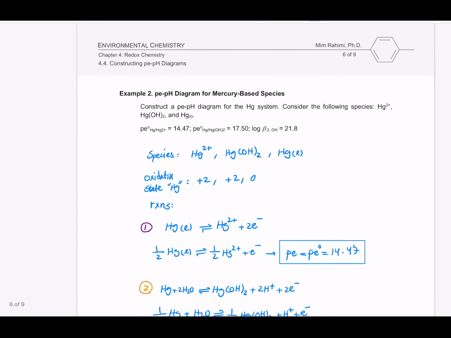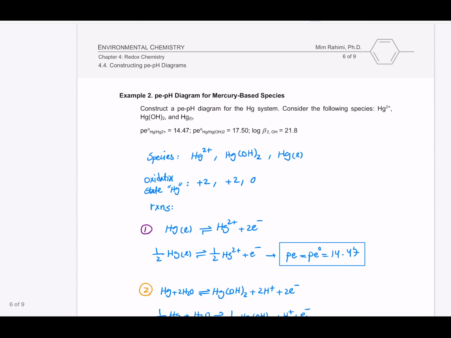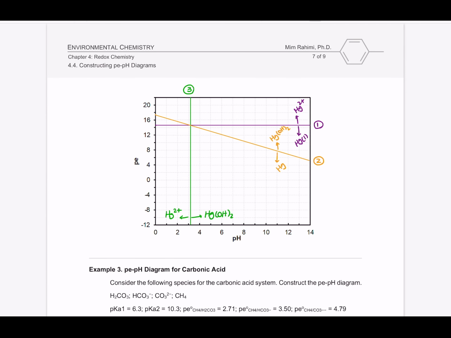So that's basically the last step that I was talking about here. Now we did up to part 5. So we need to erase line segments that are thermodynamically impossible. To do so, determine pE and pH values where acid-base and redox transitions occur. Very vague, I know, but we're going to do it on the map itself. So the whole purpose is we have distinguished zones in this plot by connecting the information from all three lines. So let's focus on line 3.